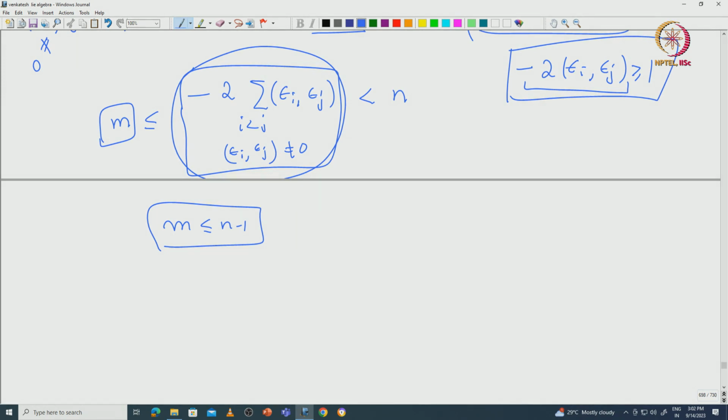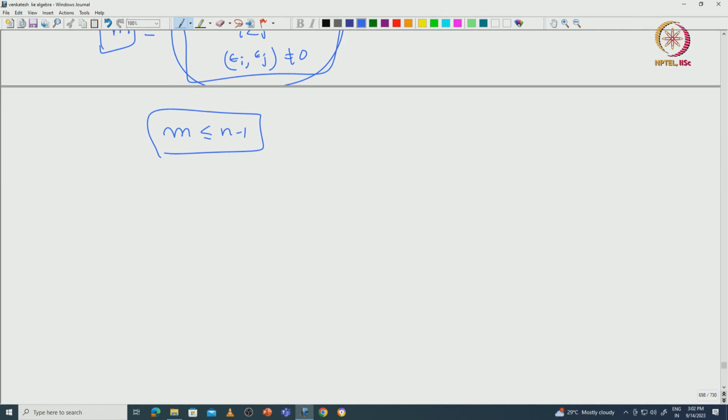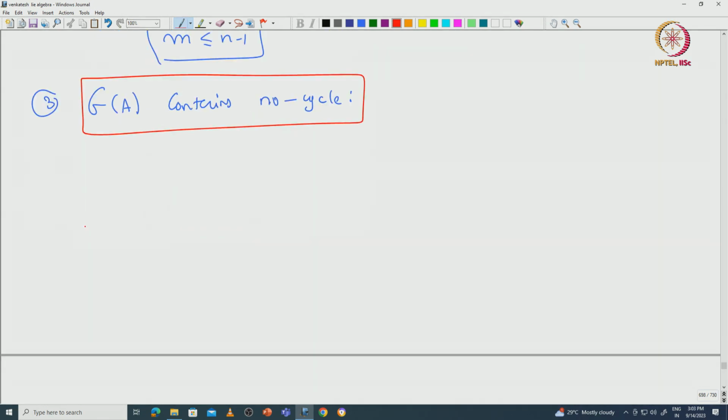So, that means what we can prove even here in this case is that G of A cannot contain any cycle. This is what one can prove. So, how does one prove this? If you have a cycle, let us say C, inside this G of A, then you can just focus on this cycle. This cycle is going to be something like this.